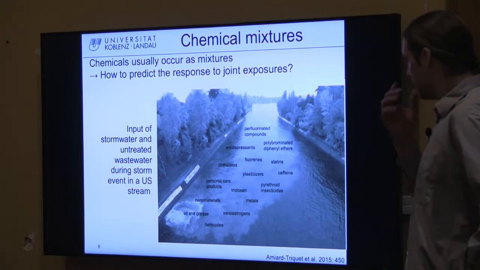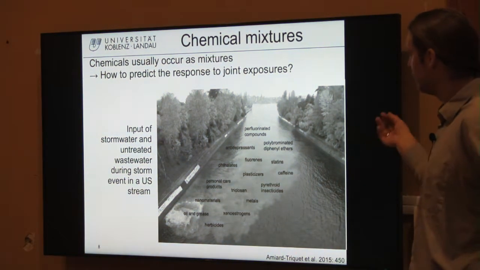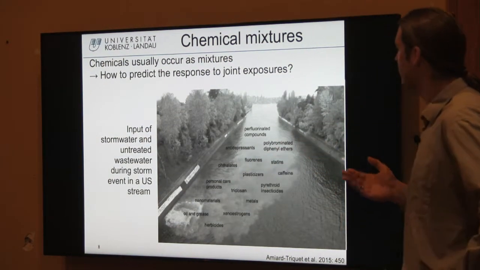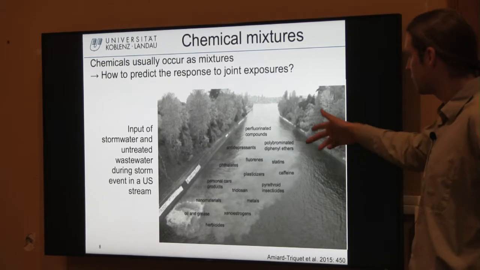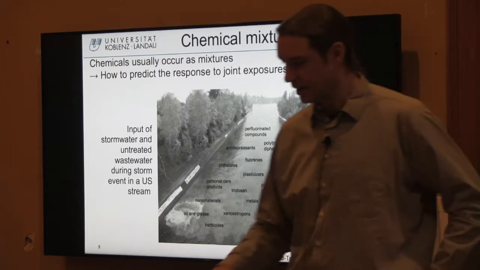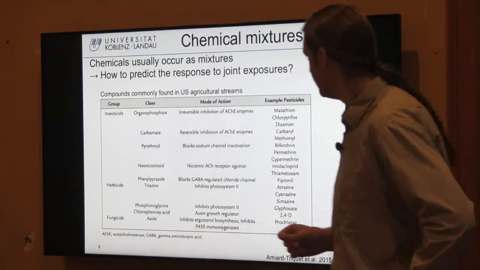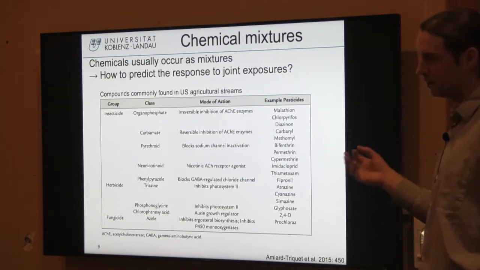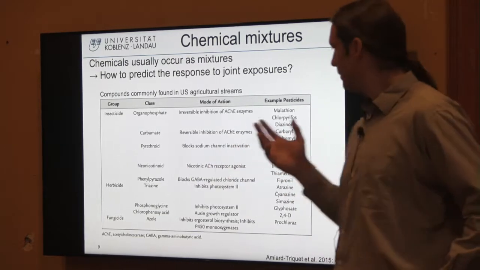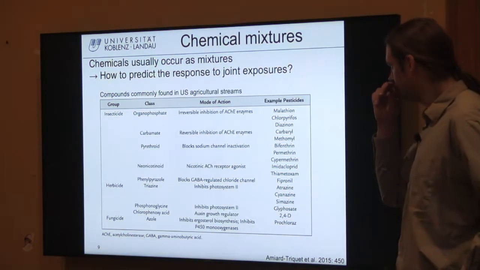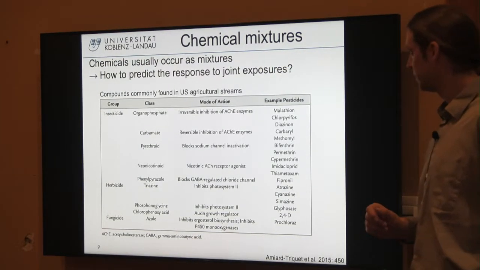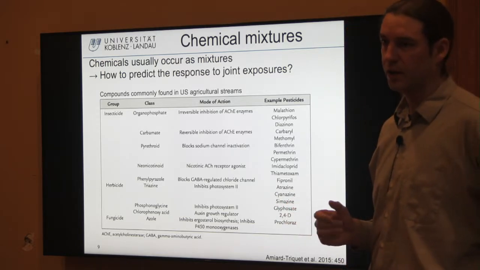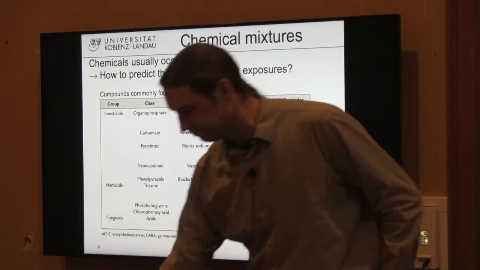So I start very basic. I mean, you're all aware of that. So we have an occurrence of chemical mixtures, and the question arises, how can we predict the response to joint exposure if you have this huge amount of chemicals that enter the environment? This is also happening in agricultural streams, where you're not having these many different chemical groups, but you're having a whole range of pesticides. That's for a suite of pesticides that's commonly found in U.S. agricultural streams, and pesticides are also the chemical group that I worked with a lot in the past.